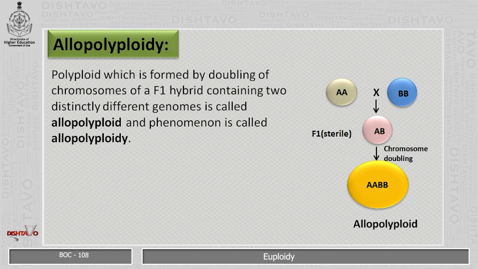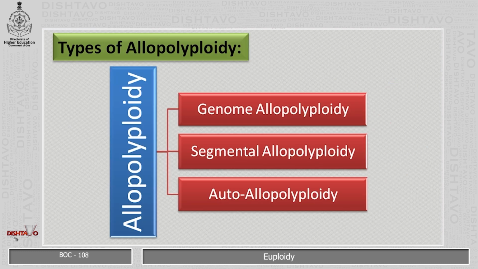Allopolyploidy. Polyploid which is formed by doubling of chromosomes of an F1 hybrid containing two distinctly different genomes is called allopolyploid, and the phenomenon is called allopolyploidy, as you can see in the figure. Types of allopolyploidy. Allopolyploidy can be classified into three types, that is, genome allopolyploidy, segmental allopolyploidy, and autoallopolyploidy.